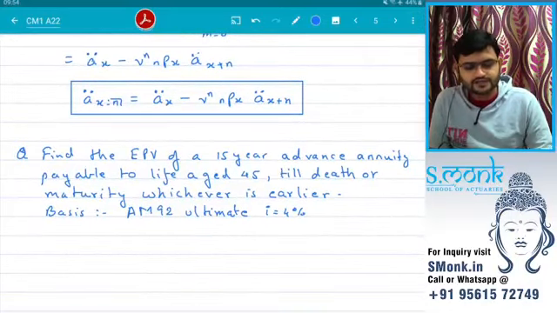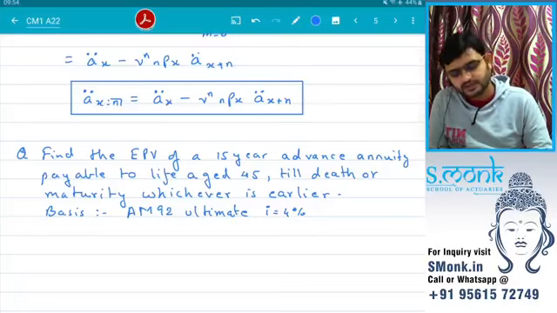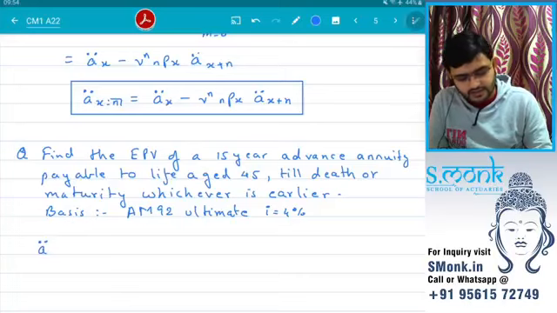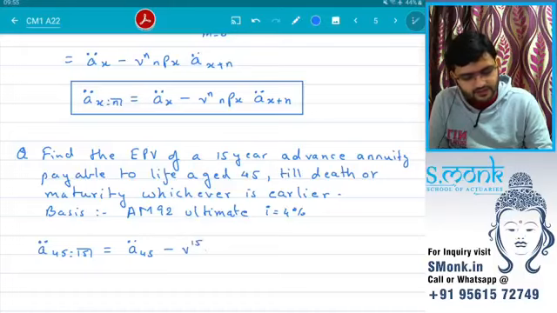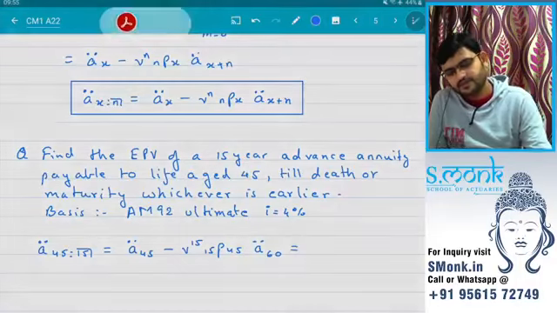So you have a 15-year advance annuity payable to a life aged 45 till death or maturity, whichever is earlier. So this is nothing but our temporary annuity. We'll say a due 45:15 will be nothing but a due 45 minus v raised to 15, 15p45, a due 60. Let's calculate that.